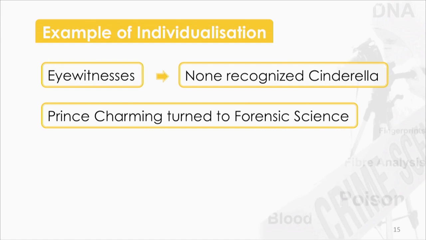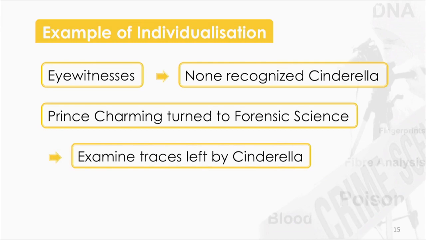He had to examine any traces left by Cinderella in the ballroom. And as we know, she left a very significant trace. As she rushed out of the room, one of her shoes came off. And in the story, it is a glass shoe. Now this, of course, is very improbable. It's a ridiculous material to make a shoe of, but it does make a nice fairy story.